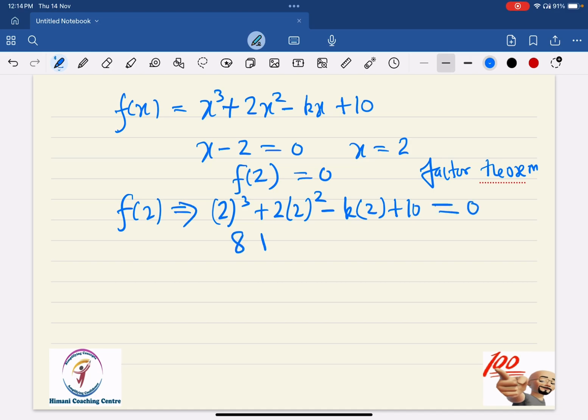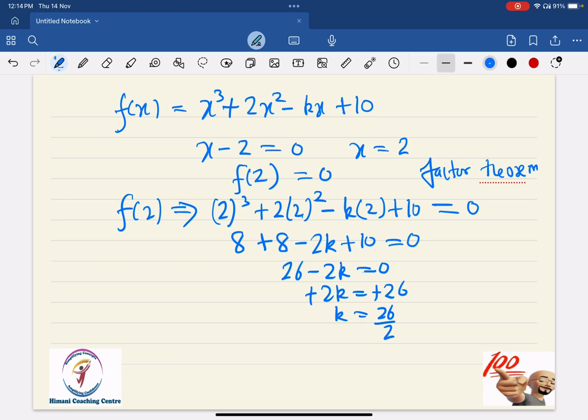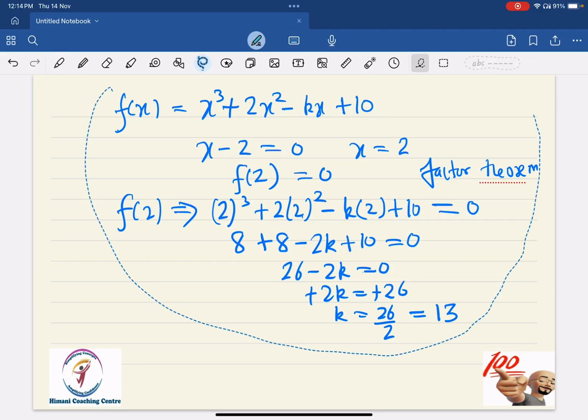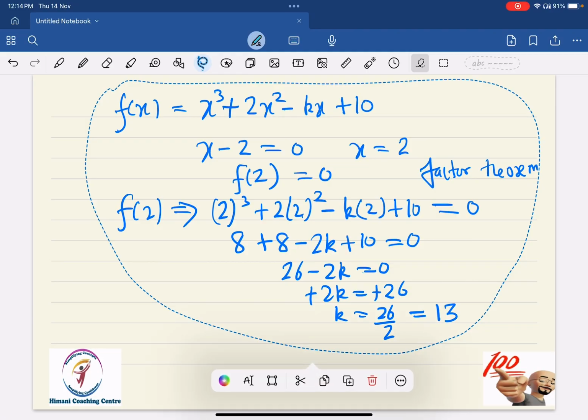So this is 8 plus 8, 2 to the 4, 2, 8 plus, minus is a minus, so minus 2k plus 10, which is equal to 0. 8 plus 8 is 16 plus 10 is 26, so 26 minus 2k is equal to 0, or we can say minus 2k equals minus 26. Minus and minus cut each other. K equals 26 by 2 and k is 13. Okay, so that is how we do a question where we are given something as a factor of f(x).